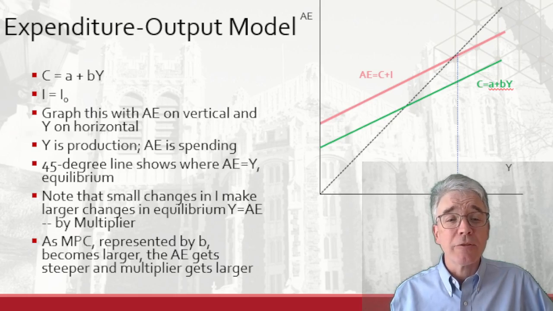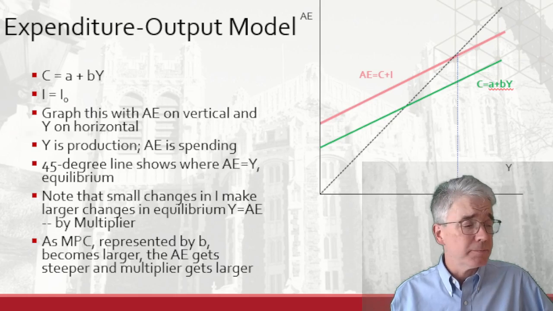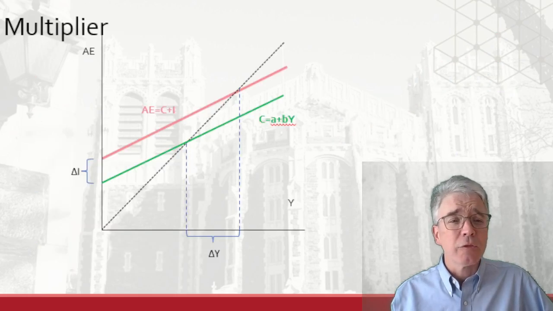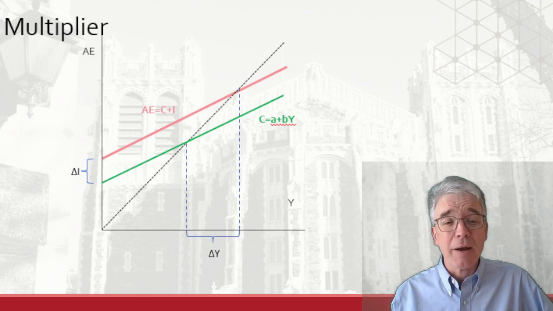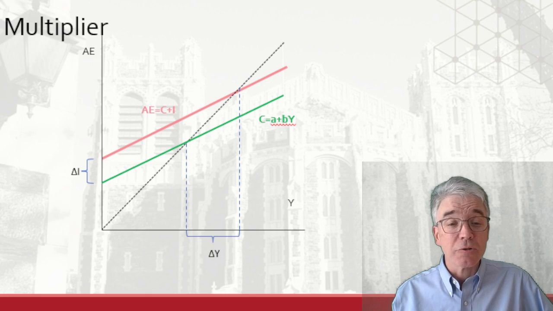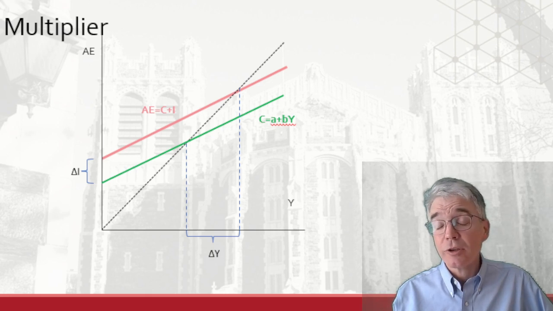As the marginal propensity to consume, which is B, gets larger, then the green line would be steeper and the value of the multiplier would be larger. The multiplier is the change in Y divided by the change in I. In the graph, you can see the change in I on the vertical axis, and the change in Y is a change in the equilibrium value of Y, that's on the horizontal axis. Because of the slope of the line for C, delta Y will be larger than delta I. That's just how the multiplier works.